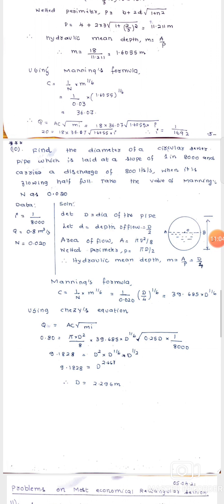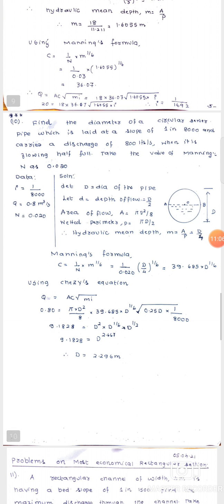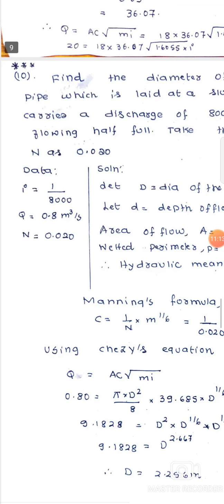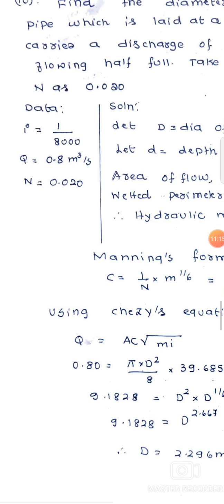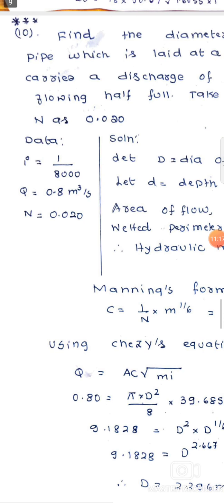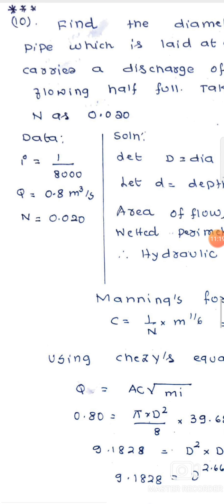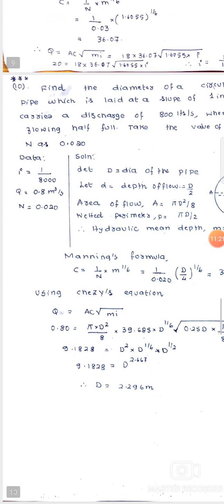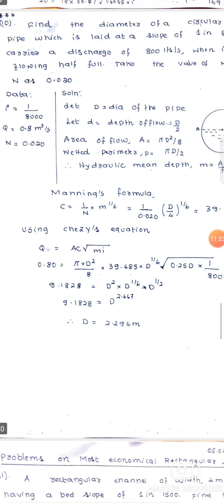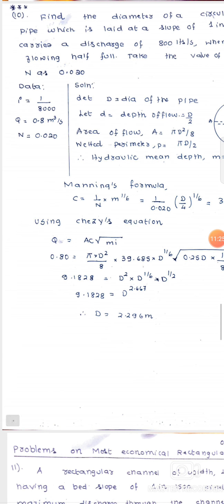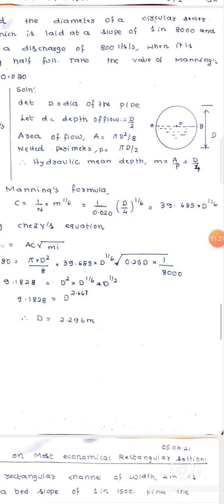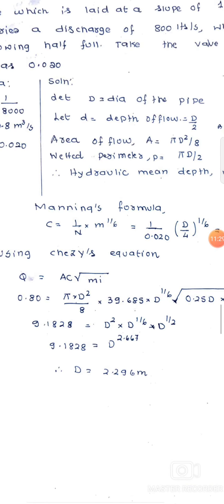So to find out that, we have the equation Q is equal to AC into square root of mi, but the discharge is given in terms of liter per second. Remember it, we know that 1 meter cube is nothing but 1000 liters. So here it is 800 liter per second, that is 800 by 1000 will be 0.8 meter cube per second. So to find out the diameter, the area is unknown, discharge is given, but Chezy's constant is unknown. So to find out that, we have to use the Manning's formula.